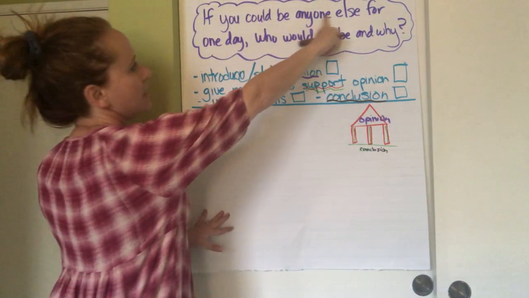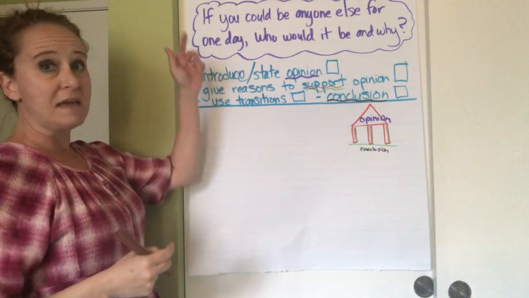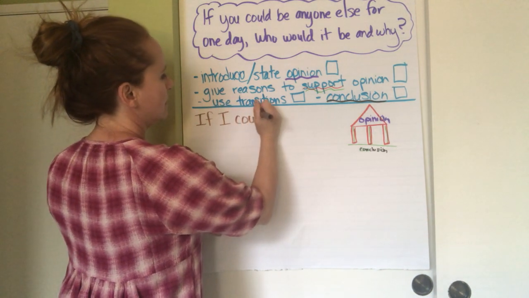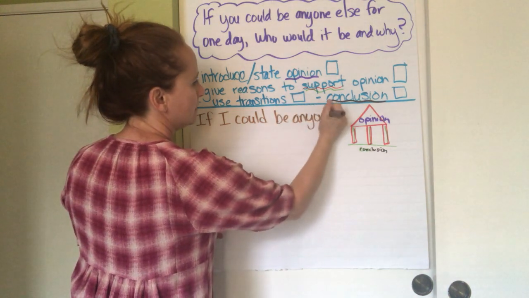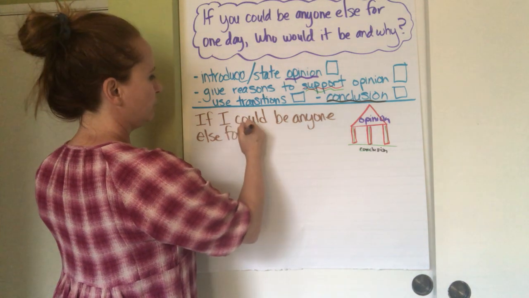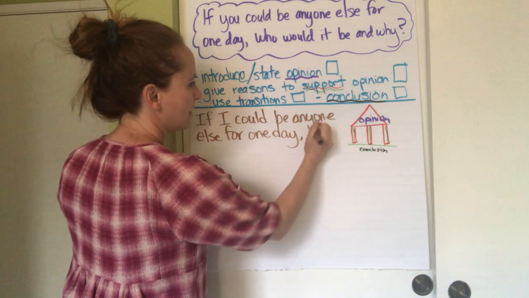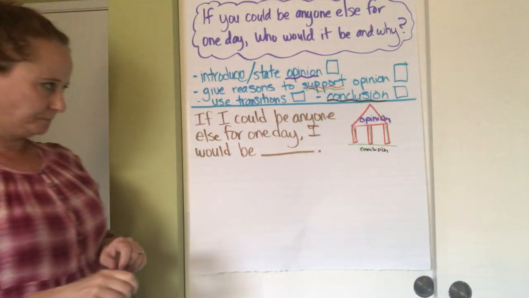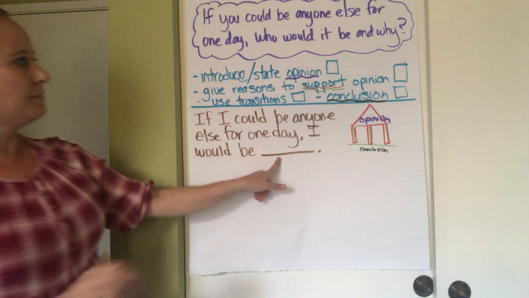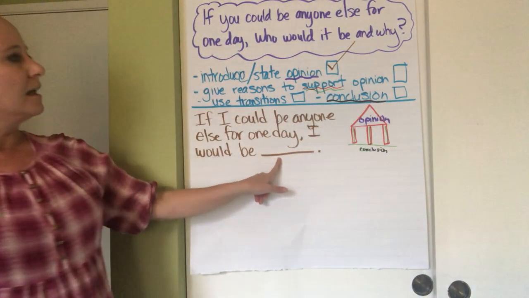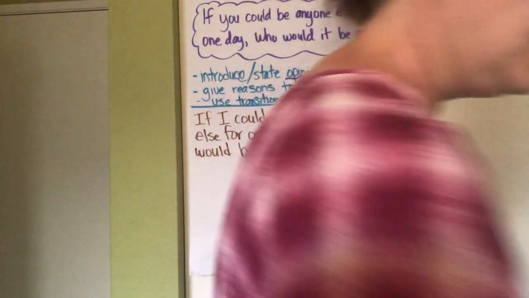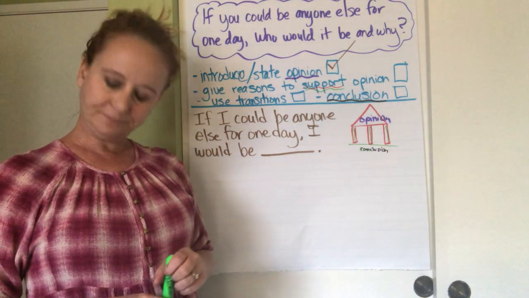Introduce or state opinion. If you could be anyone else for one day, who would it be and why? Make it easy on yourself. Use the prompt. If I could be anyone else for one day, I would be blank. Okay, that's my introduction, and I'm about to state my opinion. Checking it off. Okay, if I could be anyone else for one day, I'm honestly thinking about this right now out loud as I find another marker. I would be, who would I be?